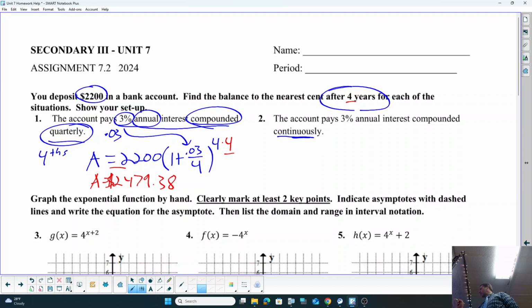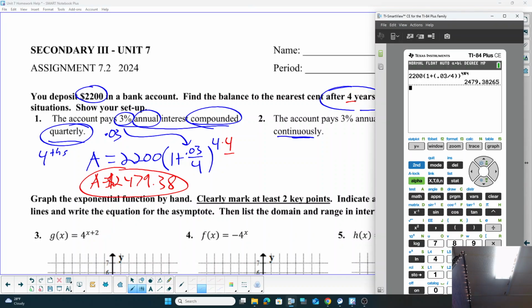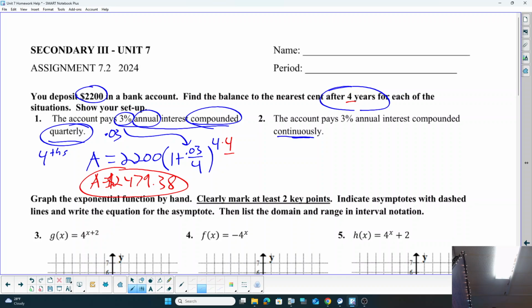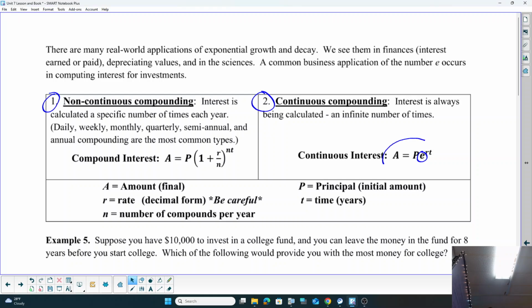That's dollars. So $2479.38. So we gained $279 for 4 years at an interest rate of 0.03, which is pretty awesome. Beautiful. So you try the next one with e in there. Just plug it into your calculator. Try the next one, but this time you're going to use this formula right here.